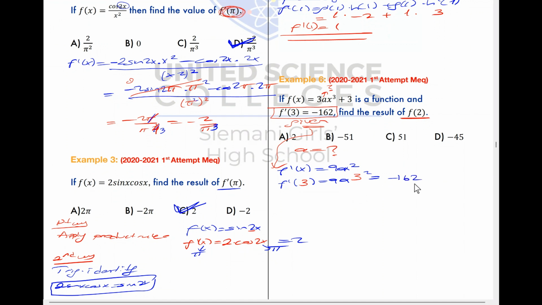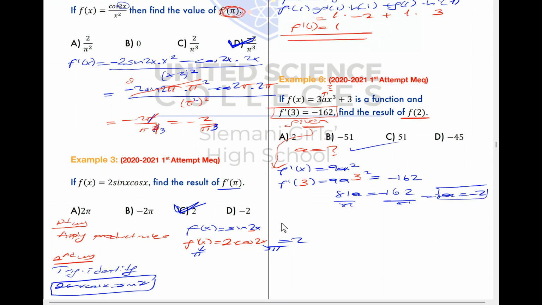Okay, this is what I need to do. Here I have 9 times 3 squared, 9. 9 times 9, 81a equals negative 162. I need a alone. Divide both sides by 81. So a will be negative 2. Okay, I got the unknown. When I get the unknown, the rest is easy.